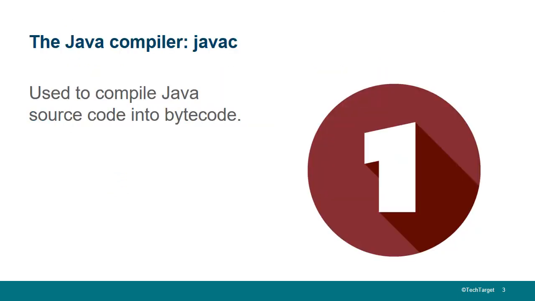Now, the first one, the Java compiler, javac. It's the tool that takes Java source code and turns it into Java bytecode. And you may be thinking, hey, people are using tools like Maven or Gradle to build their applications. Why do I actually need to know a low-level tool like the javac utility?